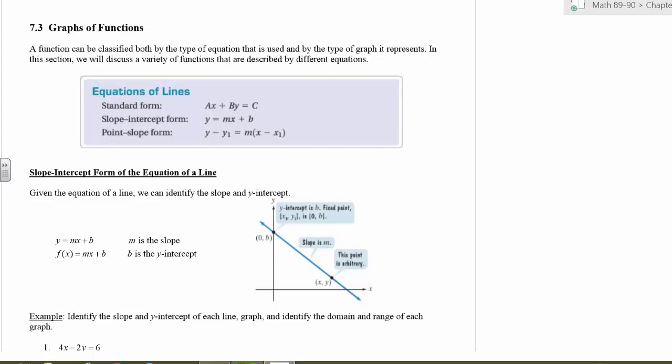Hey everyone, coming to you from San Diego to make this video on a little family vacation, but I have a little work to get done, so let's start section 7.3.